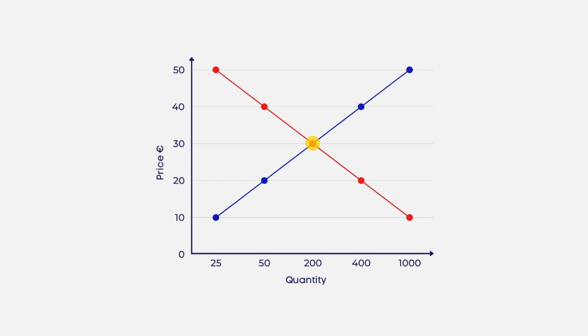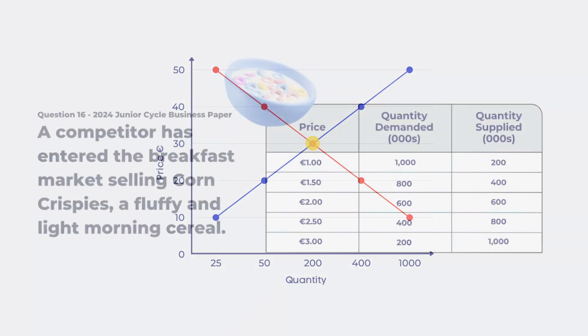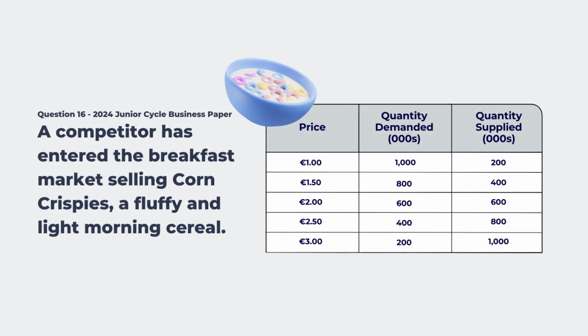Now that we have a good solid idea of demand and supply, we can attempt a question. This is from the 2024 Business Studies paper. We're given a question like this. A competitor has entered the breakfast cereal market, Corn Krispies, a fluffy and light morning cereal. We're given a table with prices, quantity demanded and supplied. Using this information, we have to draw and label a demand and supply curve for Corn Krispies.